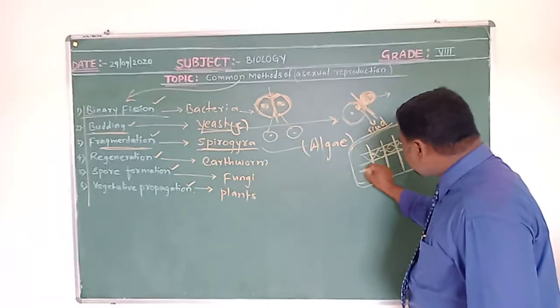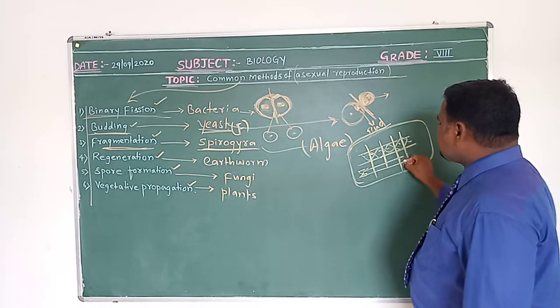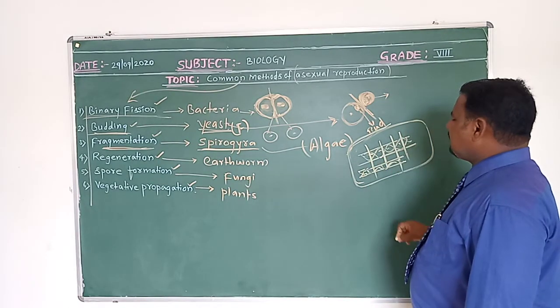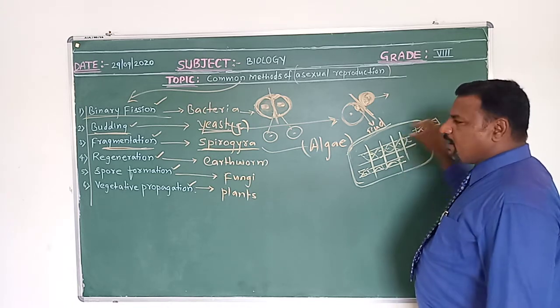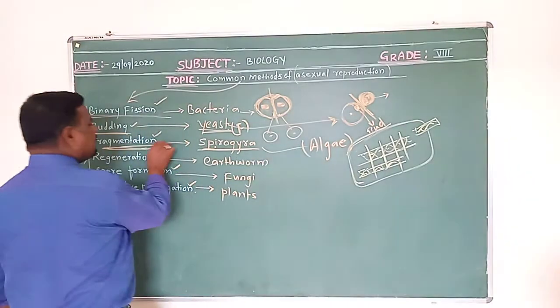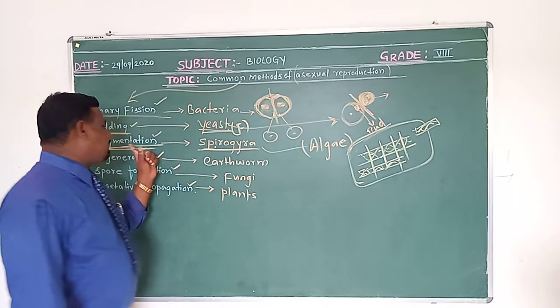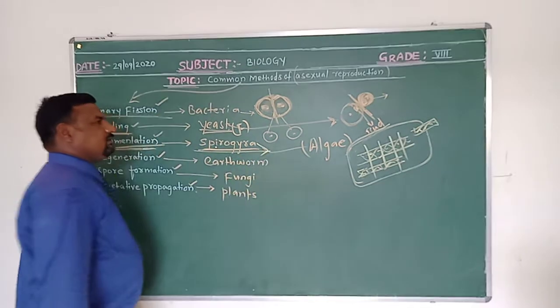And each fragment of this alga is again capable of growing into a new alga. Like this, each fragment starts growing into a new form of algae. So this method we call fragmentation. What kind of organisms divide by the fragmentation method? Organisms like Spirogyra, an algae.